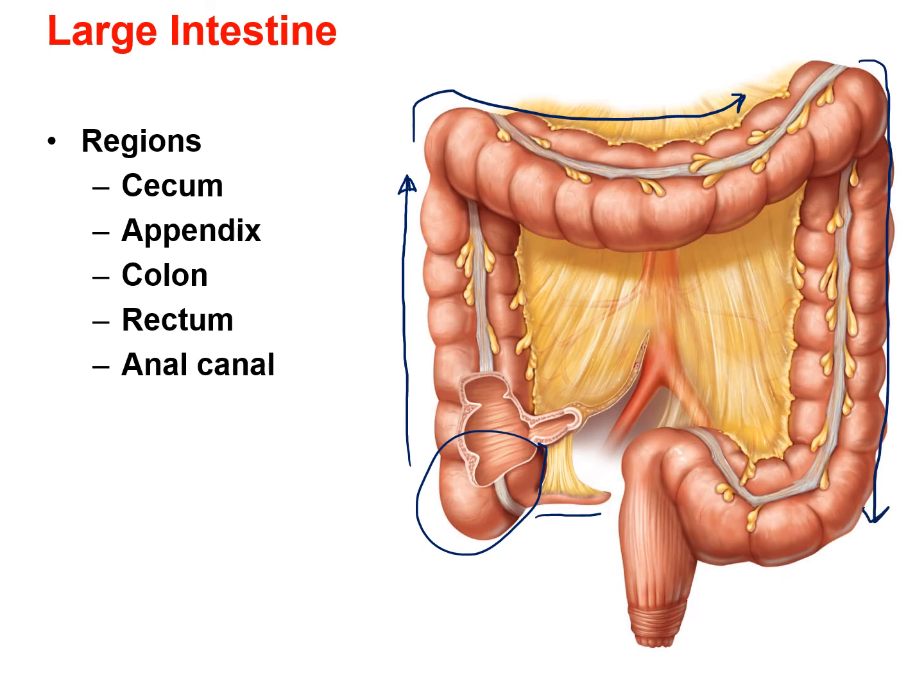So the portions that are running up, horizontal, and down would be your colon, and we'll talk about the different regions of the colon shortly. You will then have your rectum that will be running straight down and into the pelvis, and then it would extend out as the anal canal.